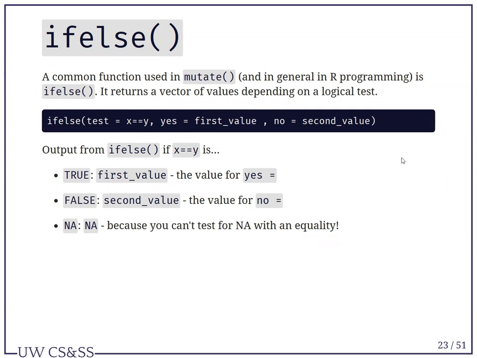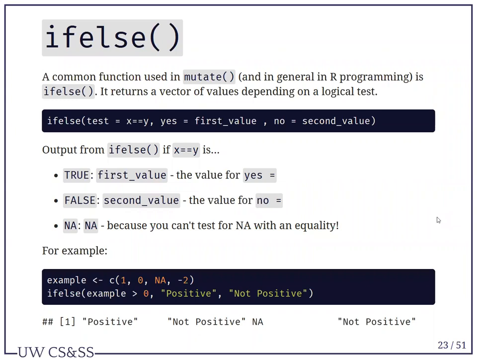The output from an if else function call is going to be true, false, or NA. Note that you can't test for NA with inequality. Okay, so you can't say like, is 33 an NA? That's not how a logical expression works. We'll talk about what to do in a second for that.